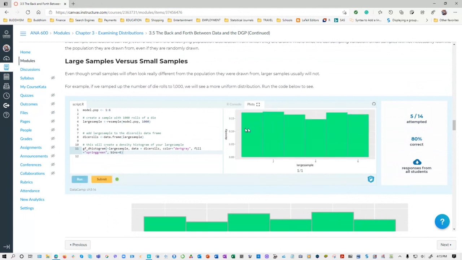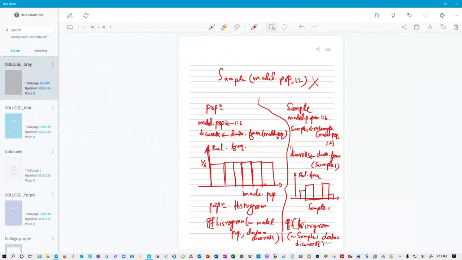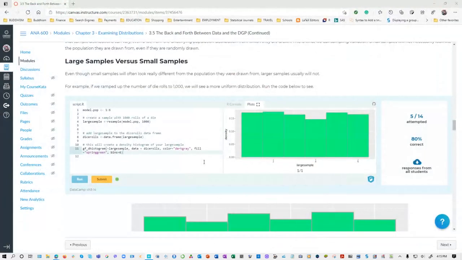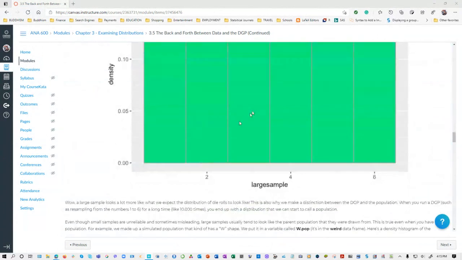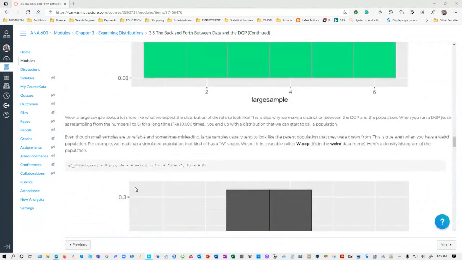It's getting very close to the population histogram. That means the larger the sample size, the more accurate the answers would be at the end of the day. That's what they were doing over here. Even though small samples are unreliable and sometimes misleading, large samples usually tend to look like the parent population that they are drawn from.